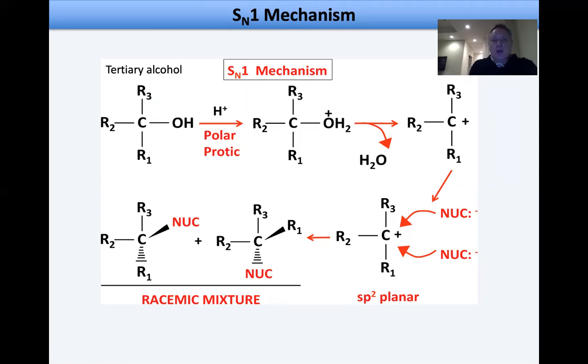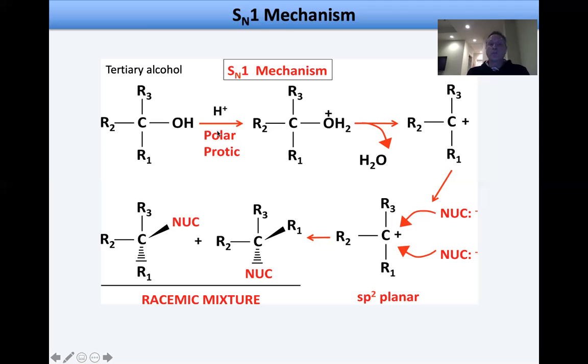Because the weakest base is always the best leaving group, because bases don't want to share their electrons, right? So this doesn't share its electrons very well. If you're a weak base, you don't share electrons, so the bond is easier to break. But breaking a carbon-oxygen bond here isn't an easy feat. You actually have to put energy into the system. So how does this actually occur?